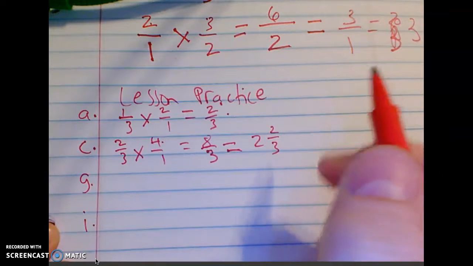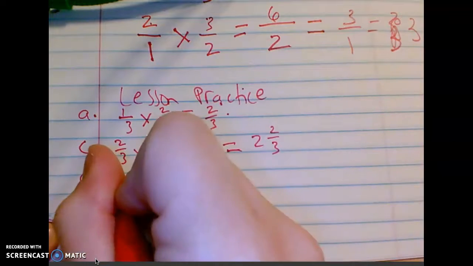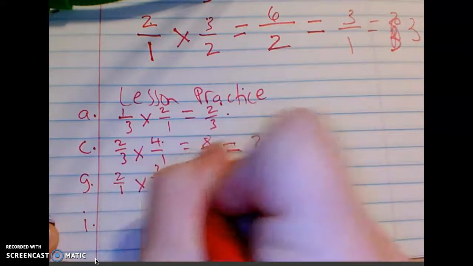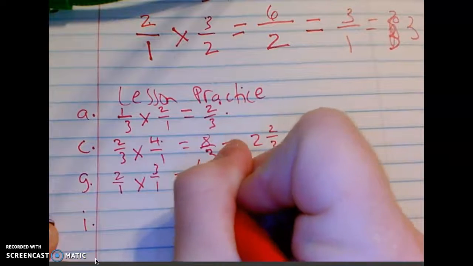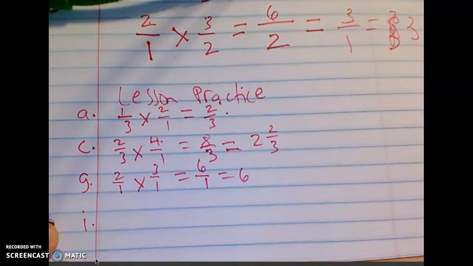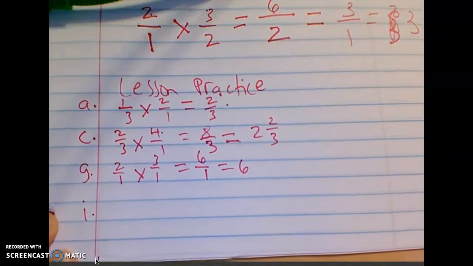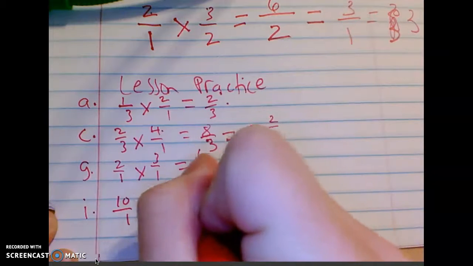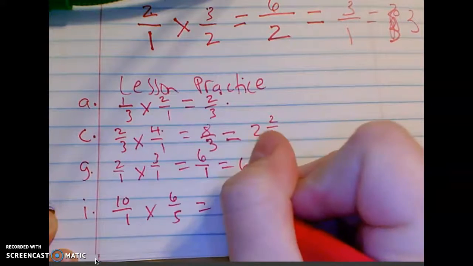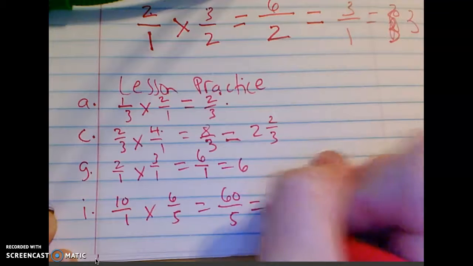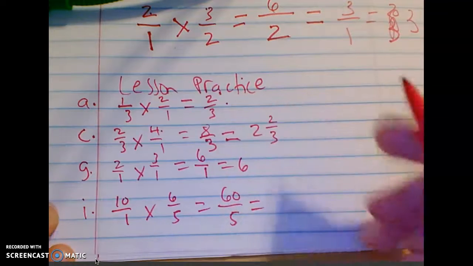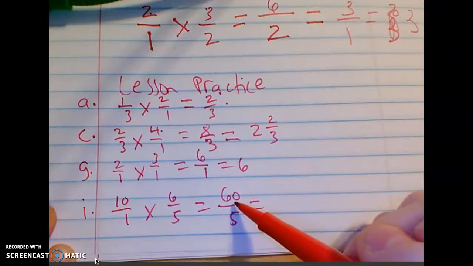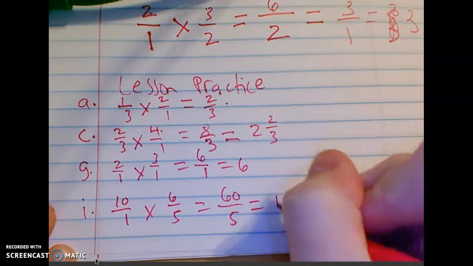And then for G, 2/1 times 3/1 equals 6/1, which simplifies to 6. And then for I, 10/1 times 6/5. 10 times 6 is 60/5. This is an improper fraction here. Let's see how many times 5 will go into 60, and that is 12.